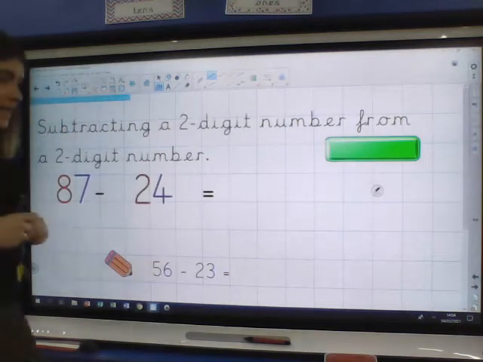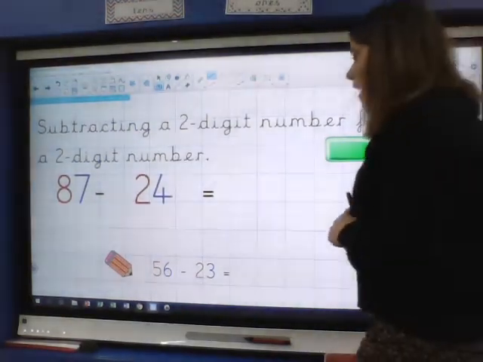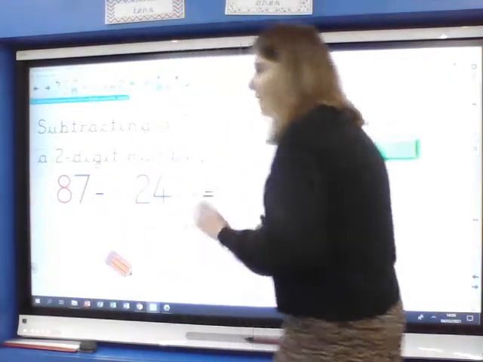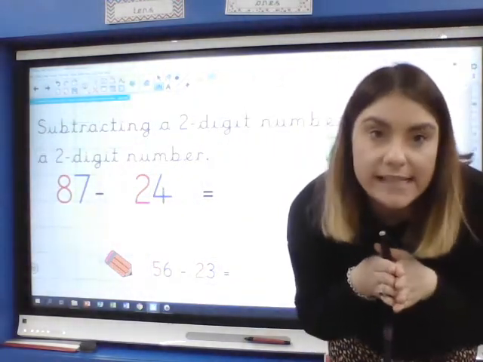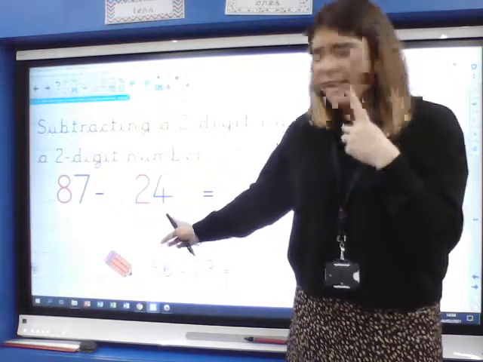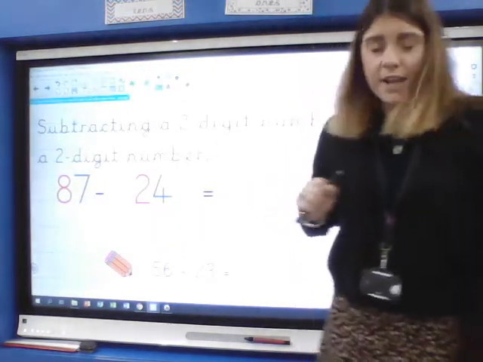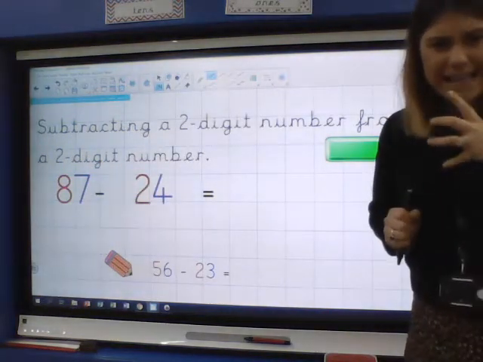Okay, another hard one this time. Now this time both of my numbers have got ones. So I've got 87. Oh, what would I love 87 of? 87 Maltesers. Mrs. Wood would love Maltesers. Subtract. Oh, Mrs. McNulty ate 24 of my Maltesers. Take away 24. Can you remember what I need to do?